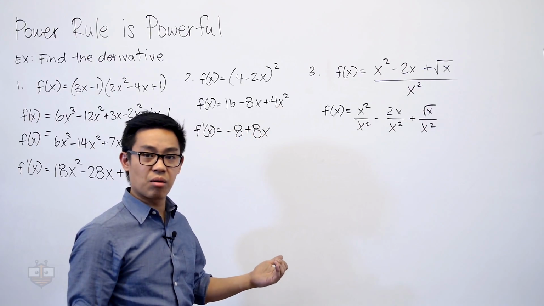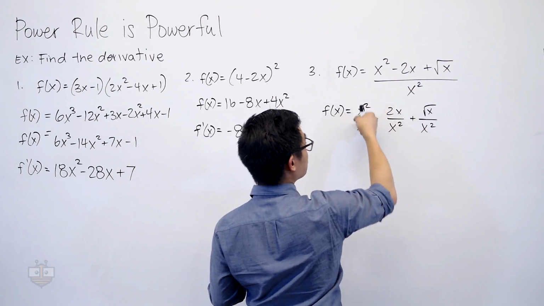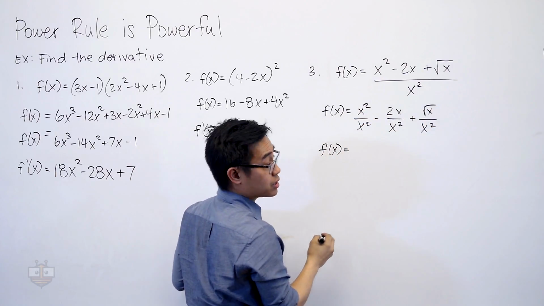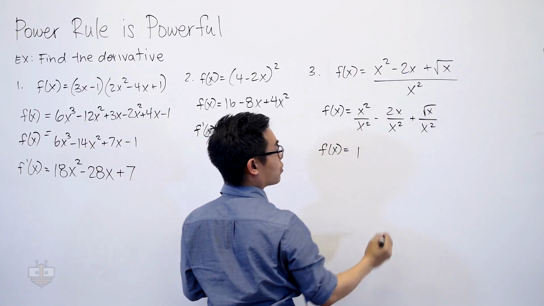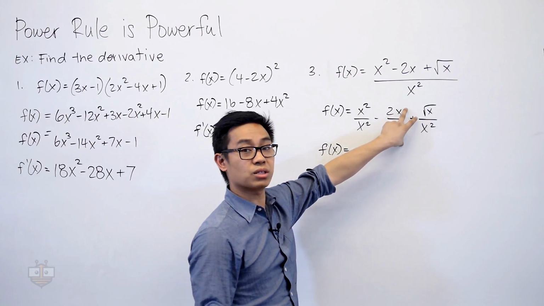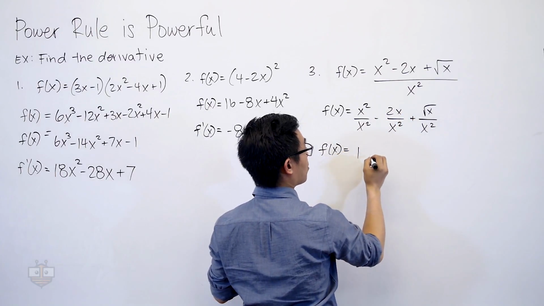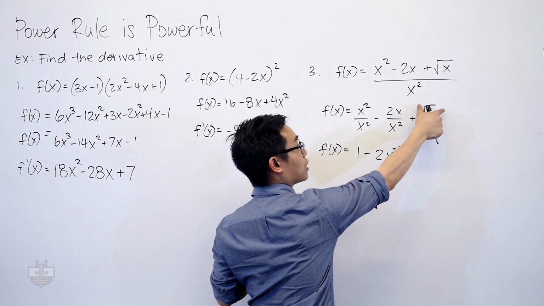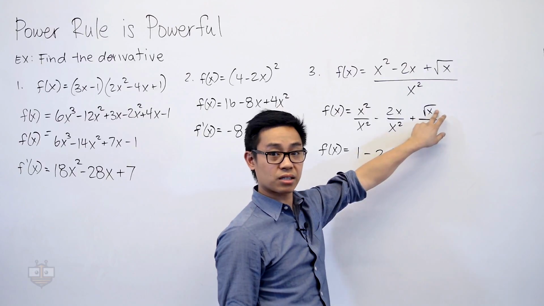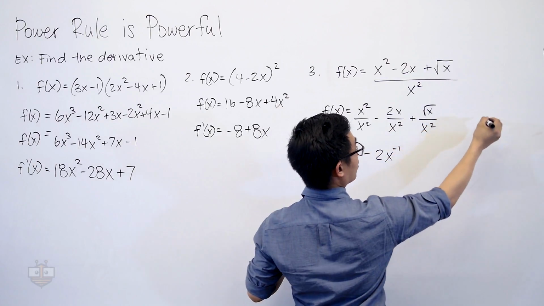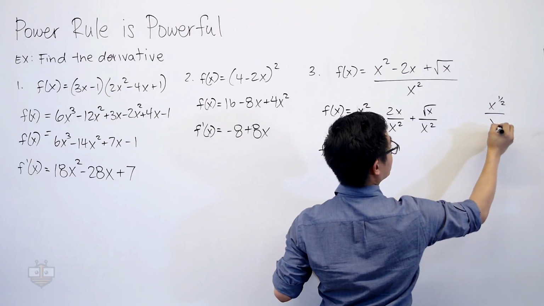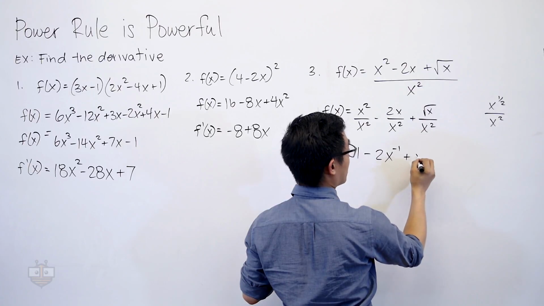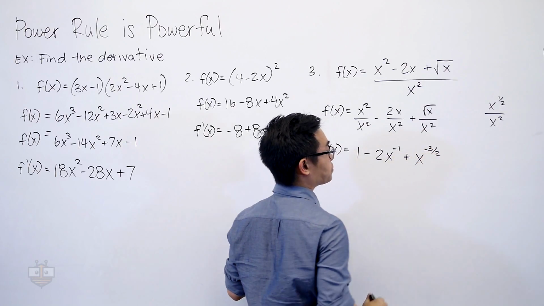We still don't have a sum and difference of powers. We have to simplify each term before we can use power rule. So x squared over x squared is just 1. Minus 2x over x squared. By exponent laws, you can subtract the exponents. So you get minus 2x to the negative 1. We can do the same thing here. This root x is the same as x to the 1/2. So imagine x to the 1/2 over x to the 2. What you would do is subtract exponents. So you get plus x to the negative 3 over 2.